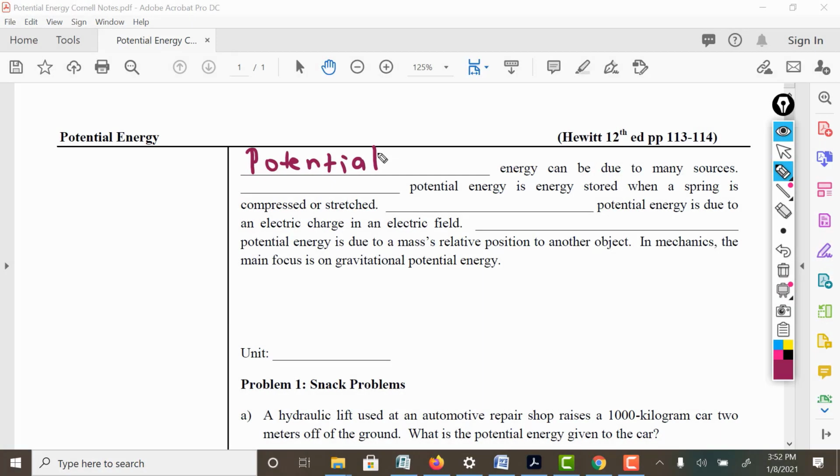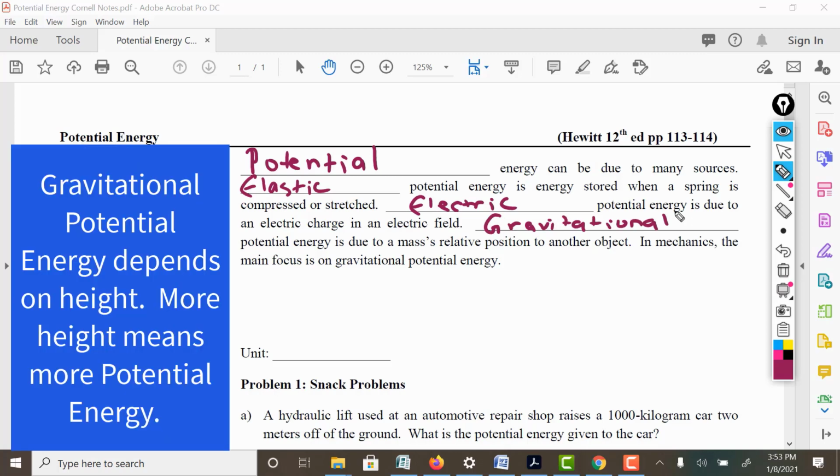Potential energy can be due to many sources. So we have historically something called elastic potential energy, which has to do with springs. Then we have electric potential energy, which is due to a charge in an electric field. And we have gravitational potential energy. Gravitational potential energy will be the focus of our conversations in this class.